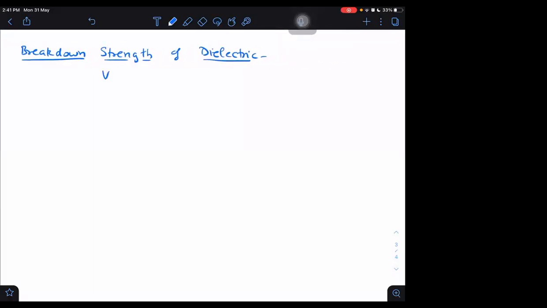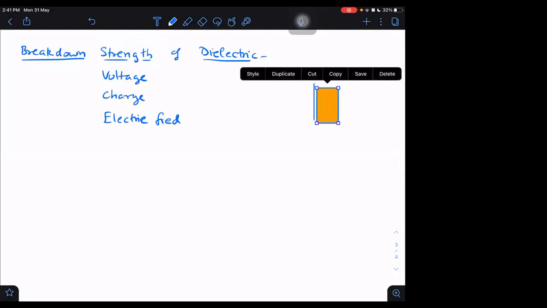Sometimes it could be breakdown voltage. Sometimes it could be breakdown charge. Sometimes it could be breakdown electric field. When nothing is mentioned, then usually they refer to it as breakdown field. It means what should be the field inside the dielectric so that the dielectric starts conducting. You know, a dielectric can be conducting also. It can start conducting if the field is very high.